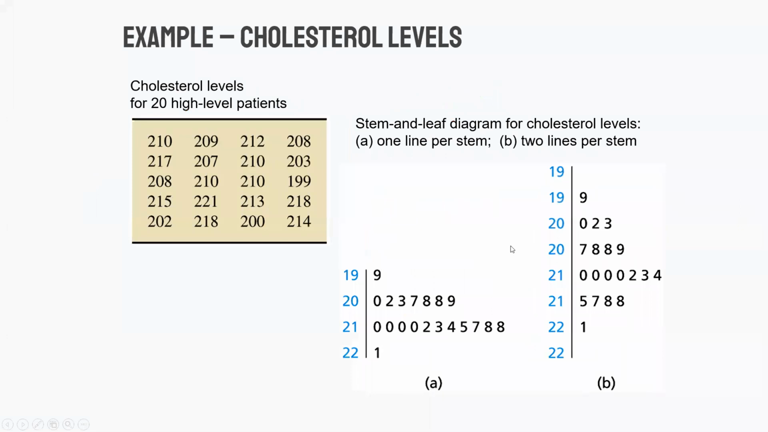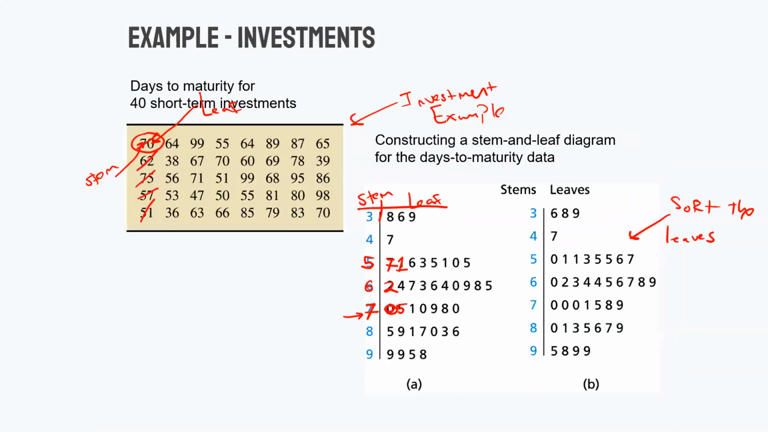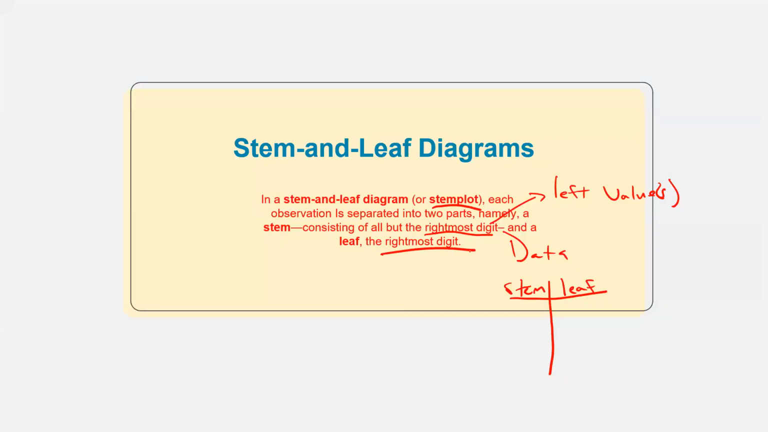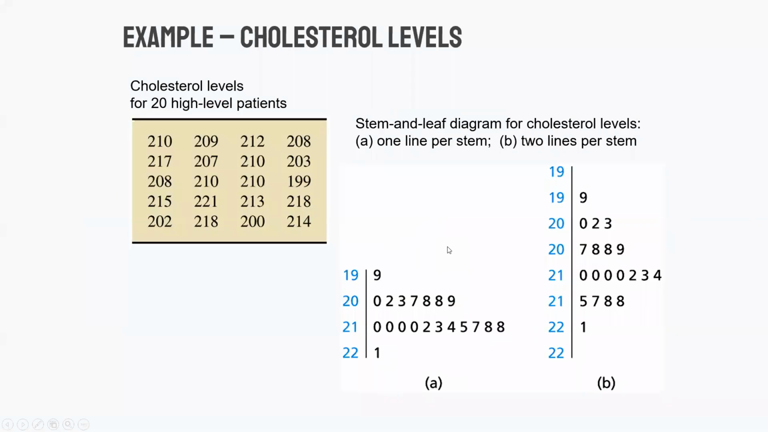There are ways you can do this a little differently. For example, this was easy because each value had only 2 digits. But if you remember, the leaf is only the rightmost digit. So if you have values with 3 digits, the first 2 digits would have to be the stem. Like when you see a value of 210, the first 2 digits would be the stem, and the leaf would be the last digit, which is 0.